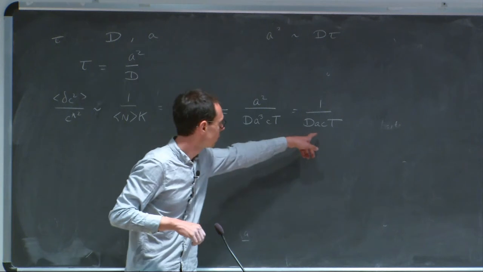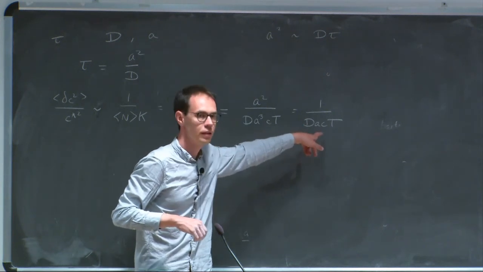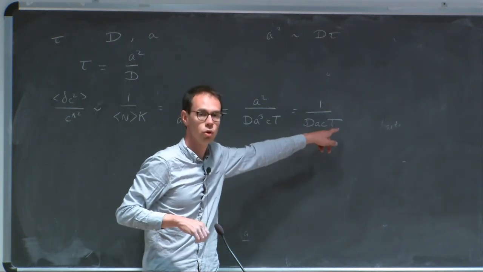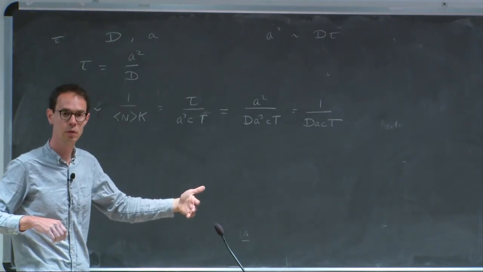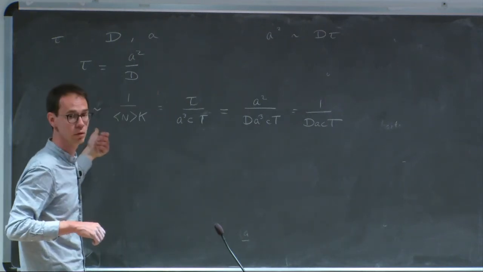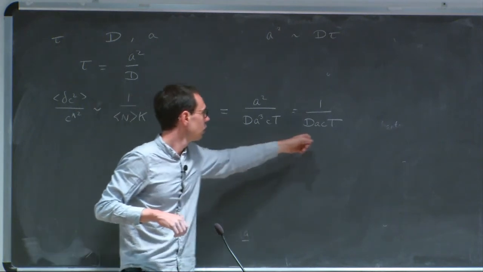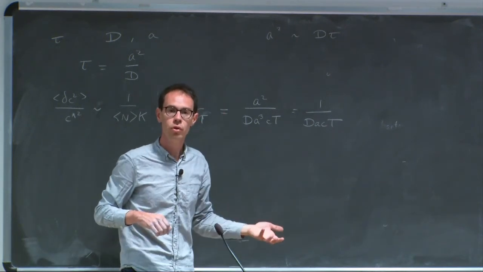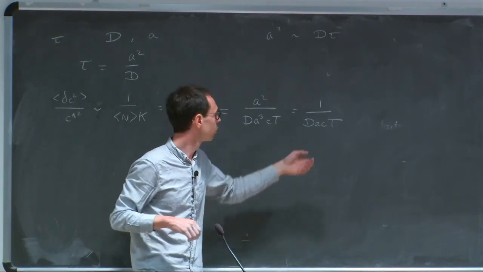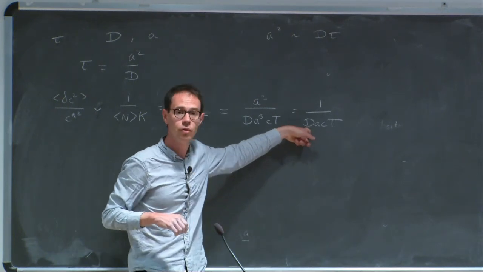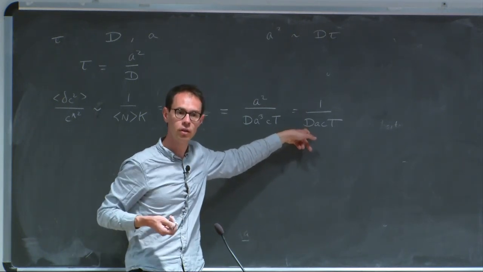And you can see here that things scale normally. The longer you wait, the more you accumulate evidence, so the better your accuracy will be. The larger the concentration, the more molecules you'll see and be able to count, so it also improves. The faster they diffuse, the more independent events you get during a given time.